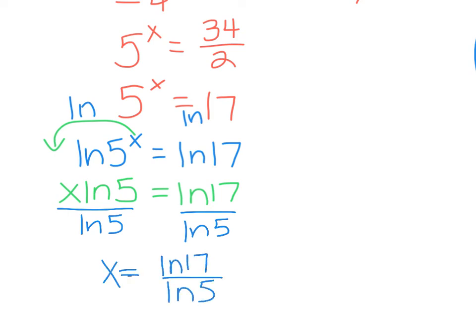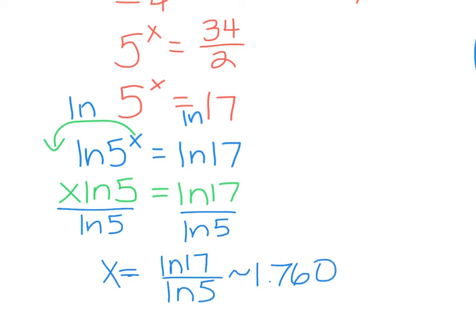And this is a question that would be on the calculator portion. I would say not all, but most of, except for the 1-to-1 property ones, most of 3.4 is on the calculator part. And ln of 17 divided by ln of 5 is 1.760.